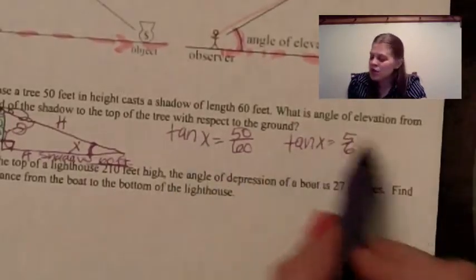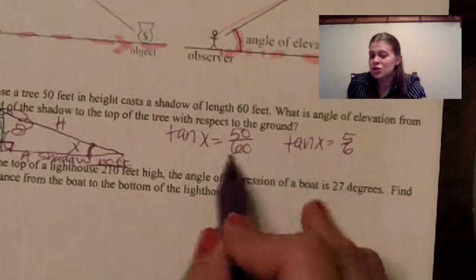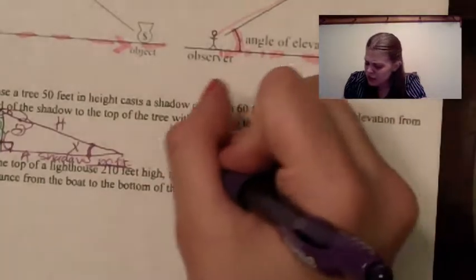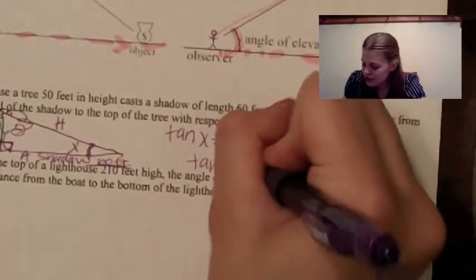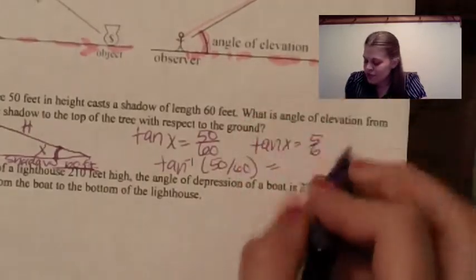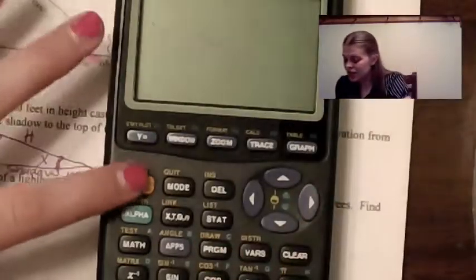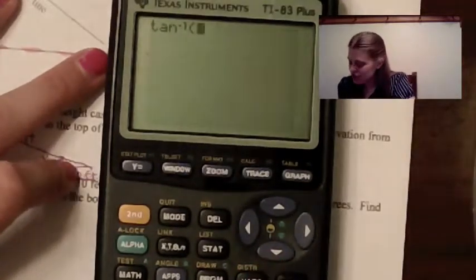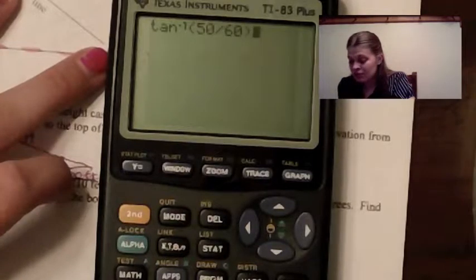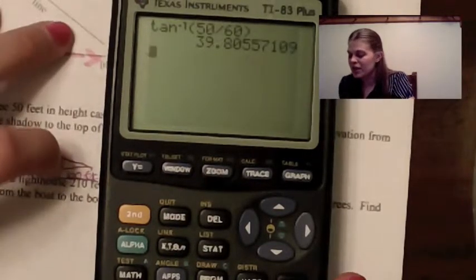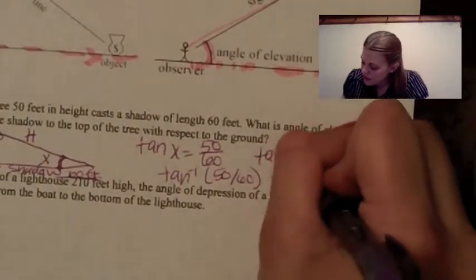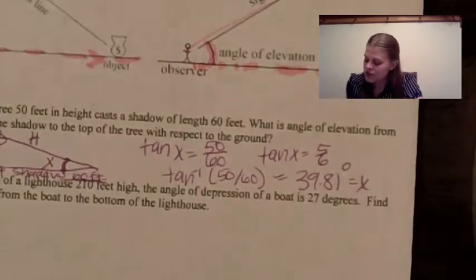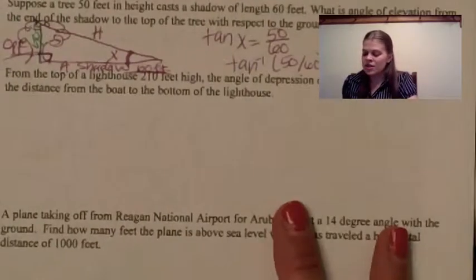You can leave it like this. Because we're going to use the calculator, I don't need you to show that you reduced it. You are welcome to reduce it, but I don't need that shown as a step. In your calculator, you're either going to do the inverse tangent of 50 divided by 60 or the inverse tangent of 5 divided by 6. Remember that you want to hit second tangent when you're looking for the angle. So I do second tangent of 50 divided by 60. Like I said, you could put 5/6 as well. I get 39.81. So the angle of elevation is 39.81 degrees. Okay, let's take a look at the next one.